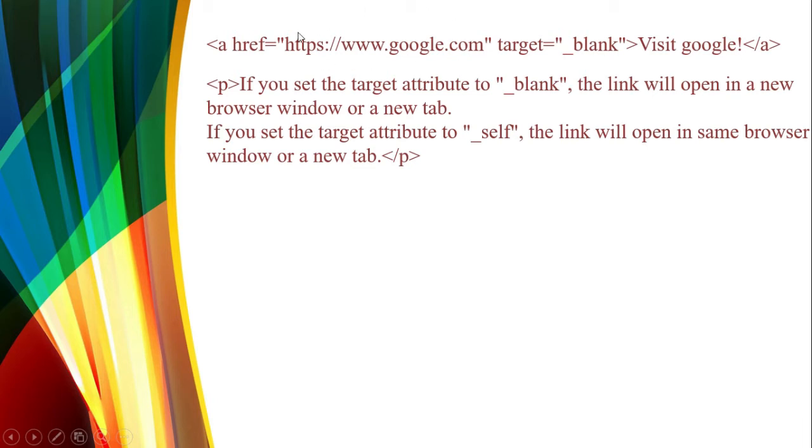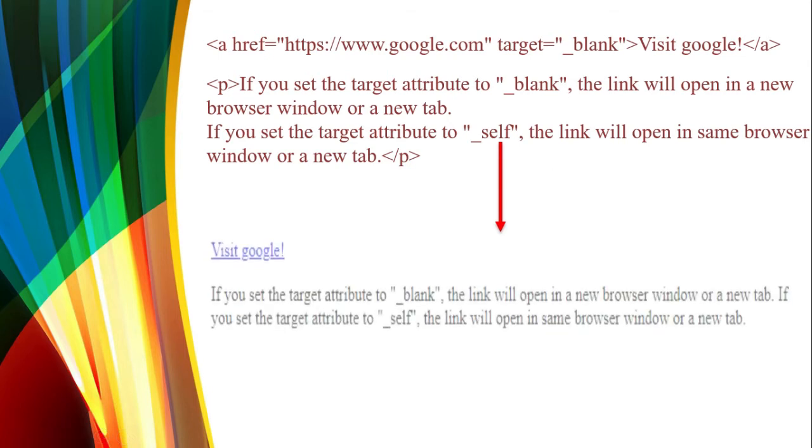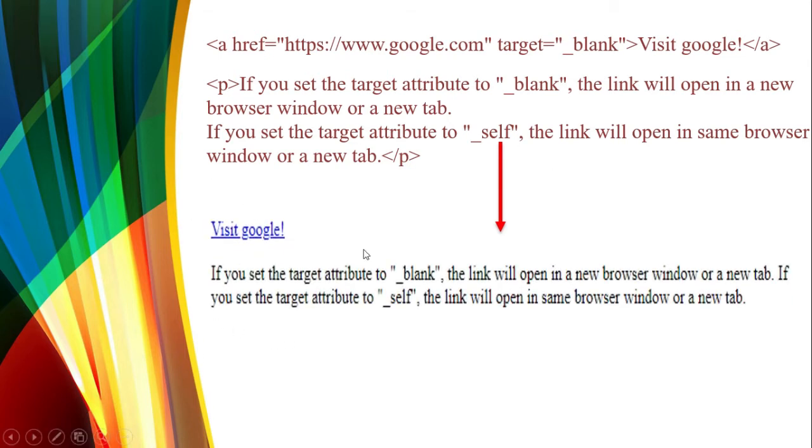The file location is this, and target equals underscore blank. So this file opens in a new window. After running this code, we can see the output like this. The user sees the display as this: Visit Google. When the user clicks Visit Google, the file opens in a new window or new tab.